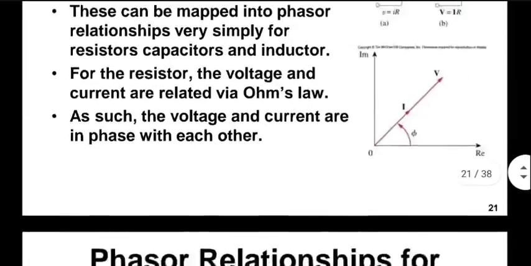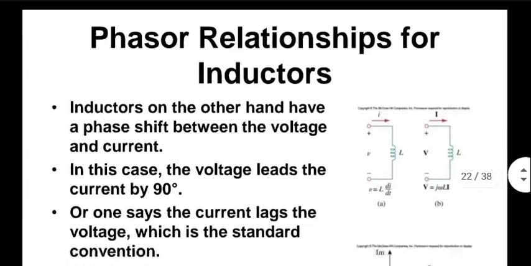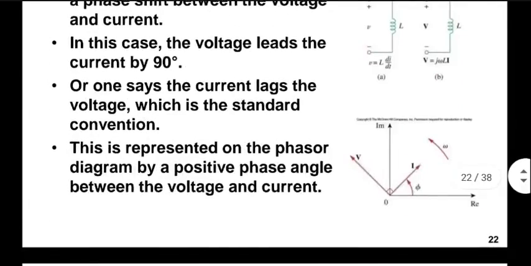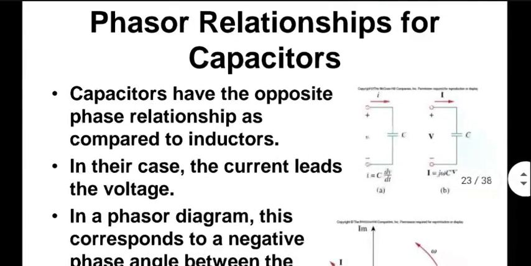Now what else are they talking about? Yeah, we have seen all this. In case of an inductor, the voltage leads, that means current lags by 90 degrees. We have gone through this. In case of a capacitor, it's the other way around.